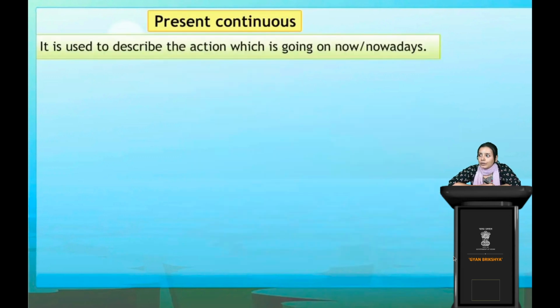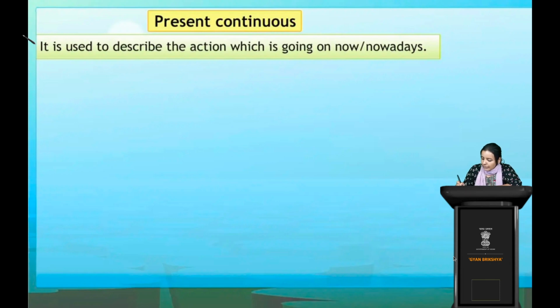It is used to describe the action which is going on nowadays. So the action which is already going on. Okay, it's not stopped yet, it's already going on. So that's the reason it says present continuous. The action is continuously going on, so it's called present continuous. And why present? Because you can see the verb is in the v1 form, in the present form. That's the reason we use present continuous as a sentence form.